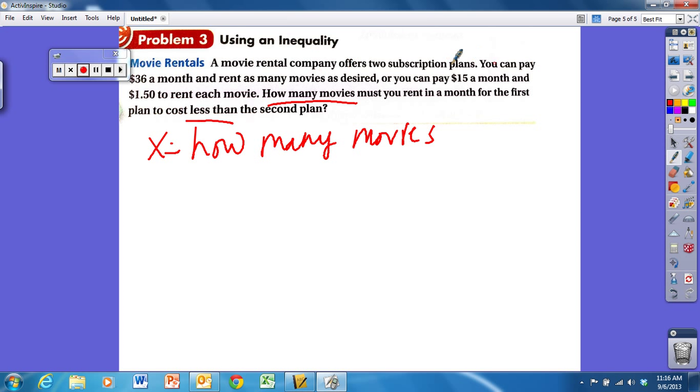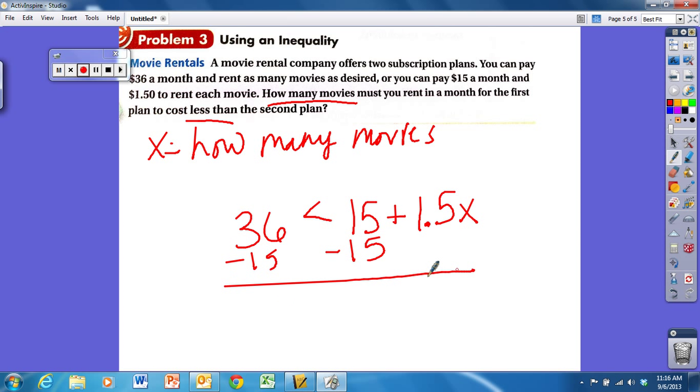So the first plan is $36 a month. So 36. And we want that to be less than, the second month is 15 plus $1.50 per movie. Let's solve this inequality. We're going to minus 15. And then we're going to divide by 1.5. And the answer comes out to be 14.